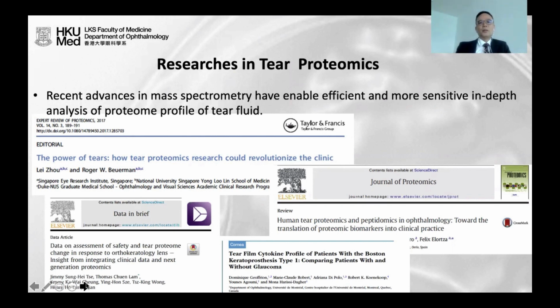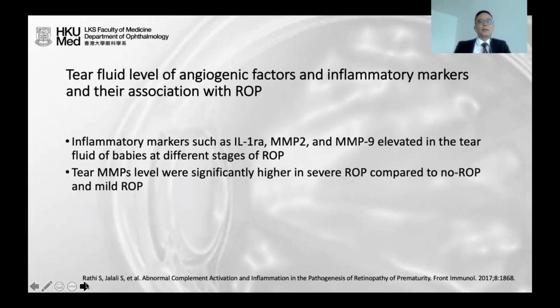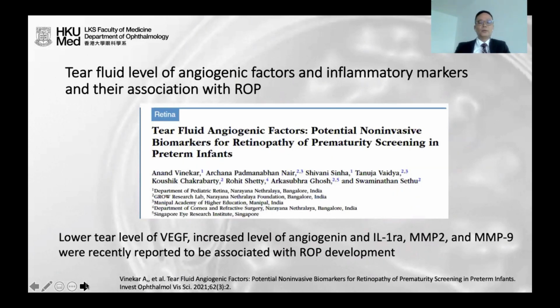There's an explosion of scientific articles and editorials on how tear proteomic research can revolutionize the way we manage our clinical practice. There have been a number of articles on the tear fluid levels of angiogenic factors and inflammatory markers and their association with ROP. One of the recent articles has shown an interesting finding of a lower tear level of VEGF and an increased level of angiopoietin and other inflammatory cytokines reported to be associated with ROP development.